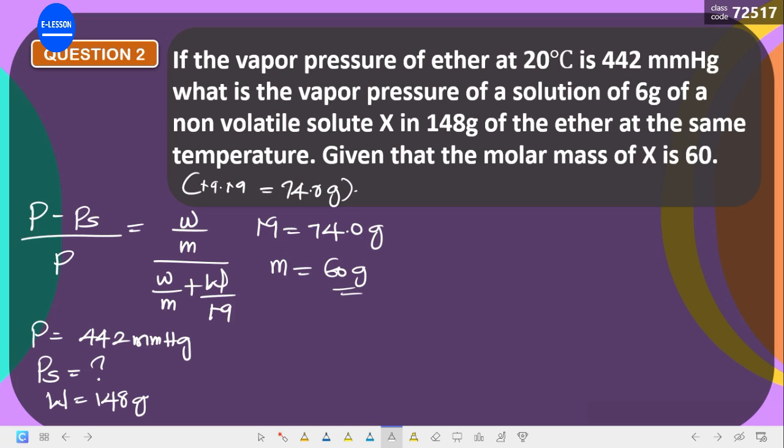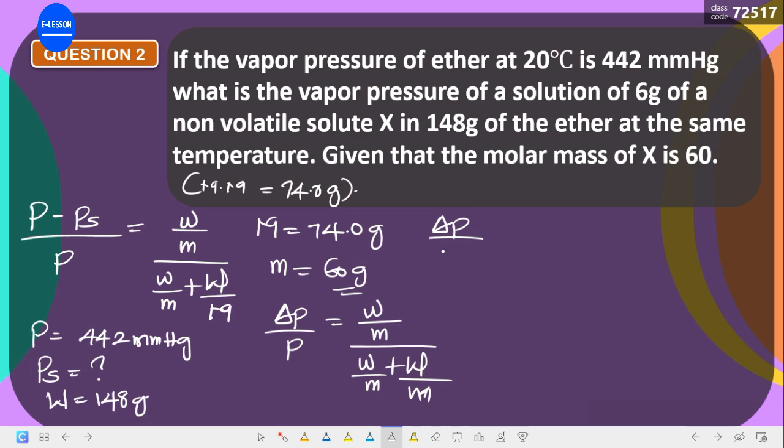Now, how do you calculate for the vapor pressure now? I would actually say we should first of all just calculate for the vapor pressure lowering. Then from the vapor pressure lowering, we'll be able to calculate for the vapor pressure. Now, why vapor pressure lowering? Change in P, then we have all over P. In place of P minus PS, you can put change in P all over P is equal to w over m divided by w over m plus big W over M. Now, this gives us change in P is what we are looking for.